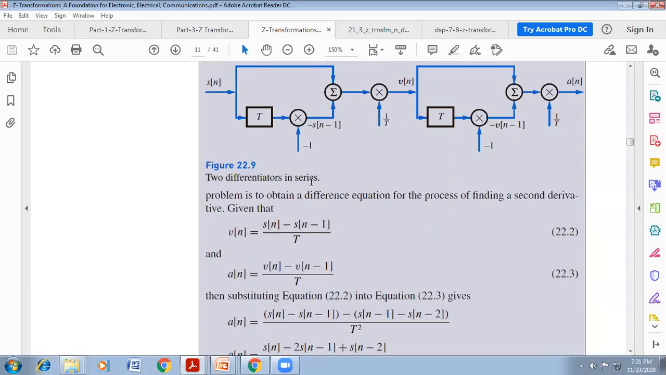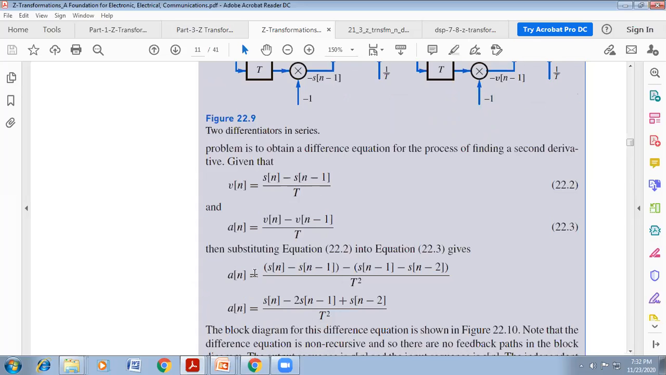Two differentiators in series. The problem is obtained by the difference equation of the process of finding a second derivative. Given that bn equals what? Velocity, which is the difference between distance divided by time, and then the difference between non-uniform velocity with respect to time. This is the first diagram, and this is the second, and these two combined, n can be written like this. N is the combination of these two.